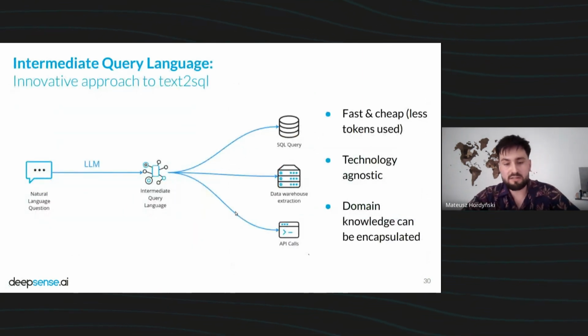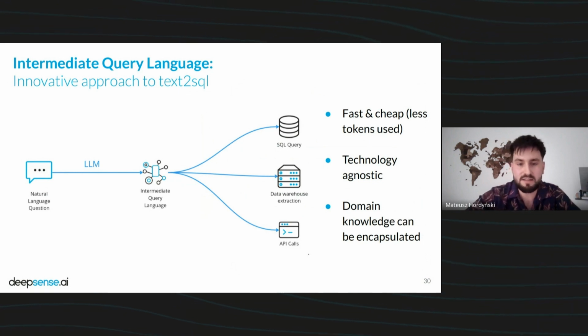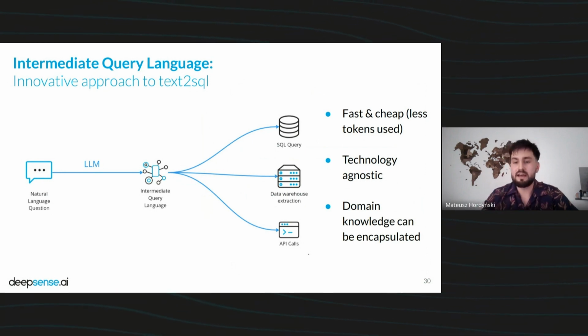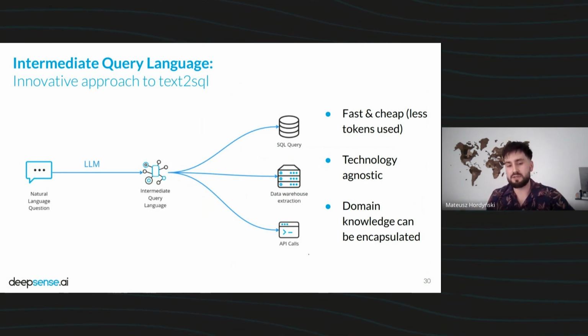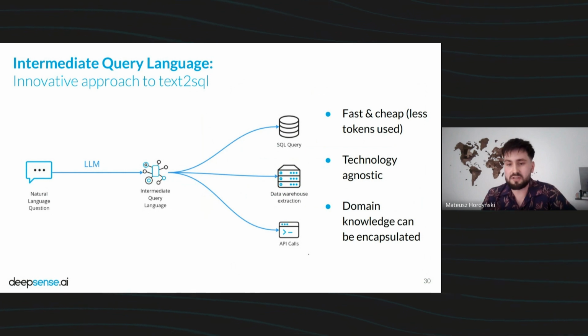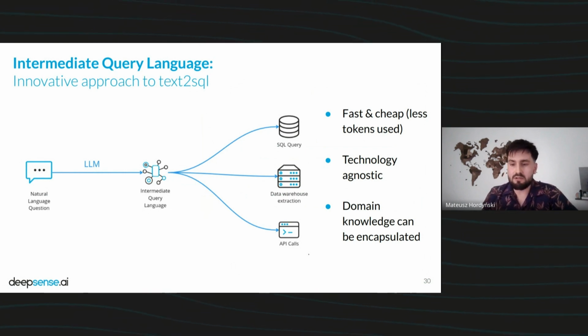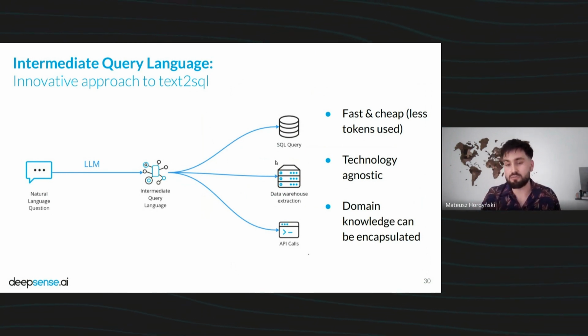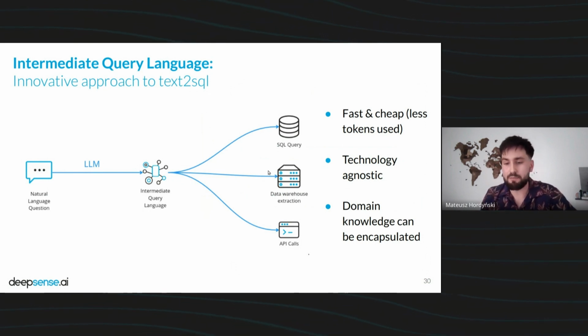So we called the thing that you generate from the question the intermediate query language, and this is our approach to the text-to-SQL problem. And what are the benefits here? One of the benefits is it is faster and cheaper than generating the SQL queries. It is because usually the intermediate query language is more concise than SQL. You just generate fewer tokens. It is technology agnostic. From the same language, you can generate both SQL queries or maybe data warehouse extraction or even API calls.